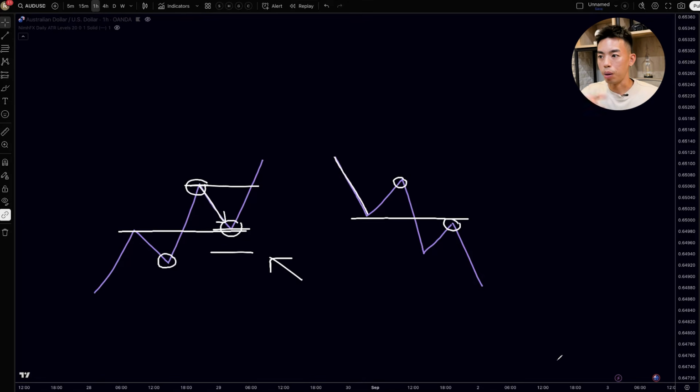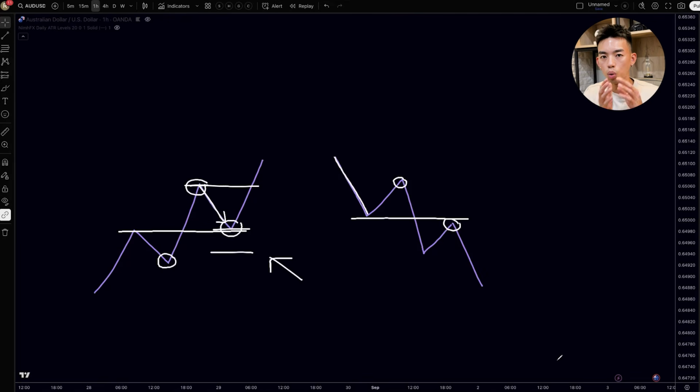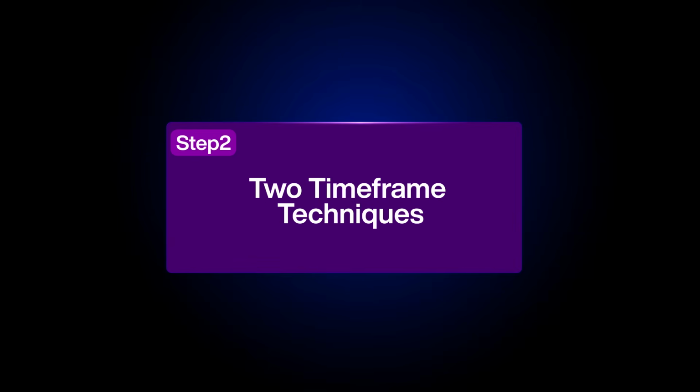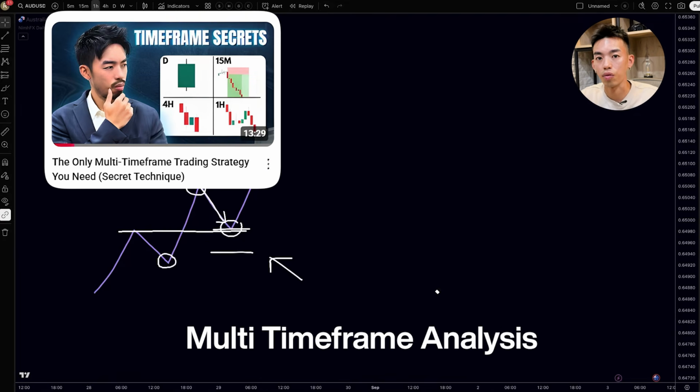So that's step number 1, identifying the trend and identifying where your support and resistance is in the market. We will head on to the live charts in a short bit, but before that, I want to cover step 2 and step 3. Now, step 2 is relatively simple. You would want to use the 2 time frame technique. I have a video covering multi-time frame analysis right here. Check it out if you haven't already.